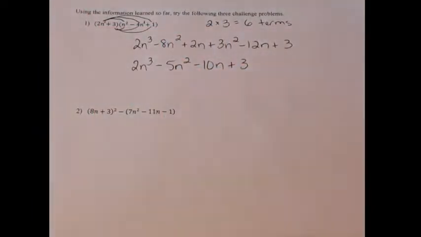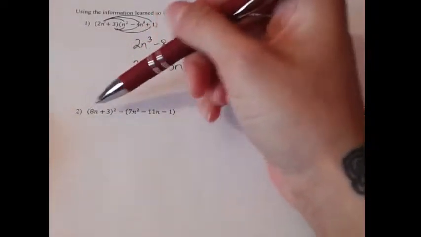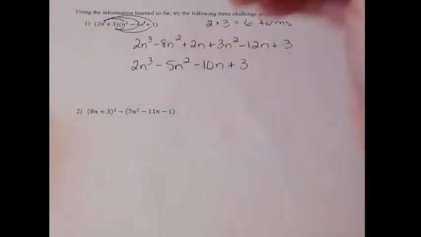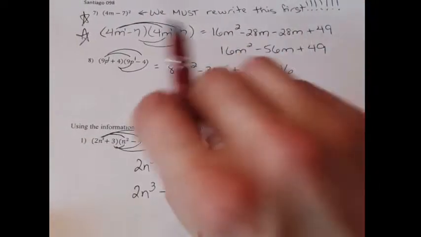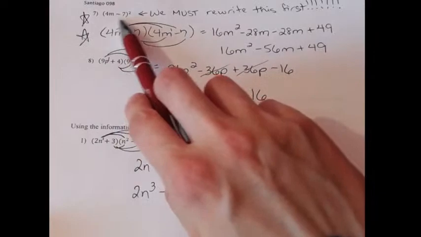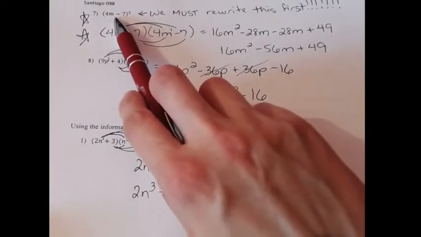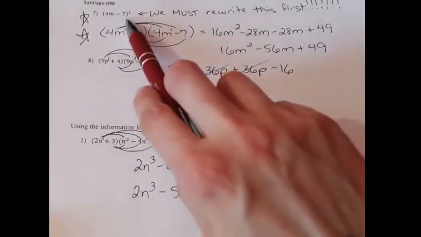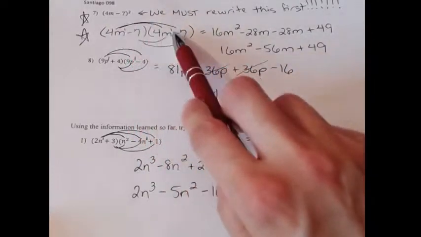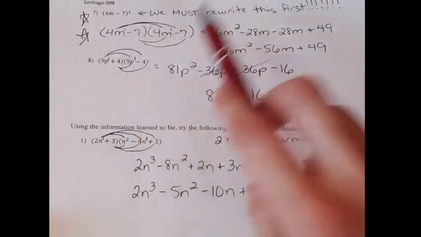So the first thing we're going to notice here is that we have 8n plus 3 to the second power. On this same page at the very top, we learned that whenever we have an expression, a binomial, trinomial, whatever it is, you must rewrite first the expression. So 4n minus 7 to the second power became 4n minus 7 times 4n minus 7.